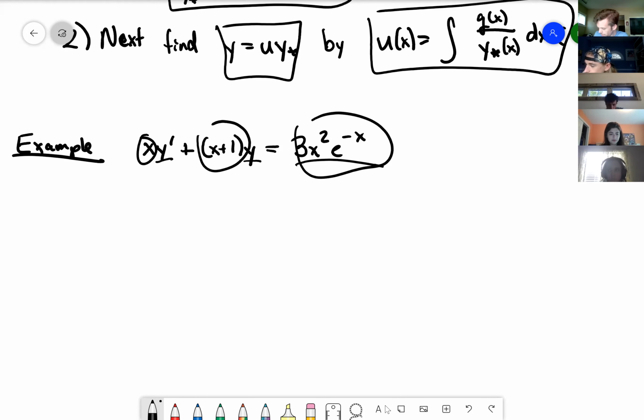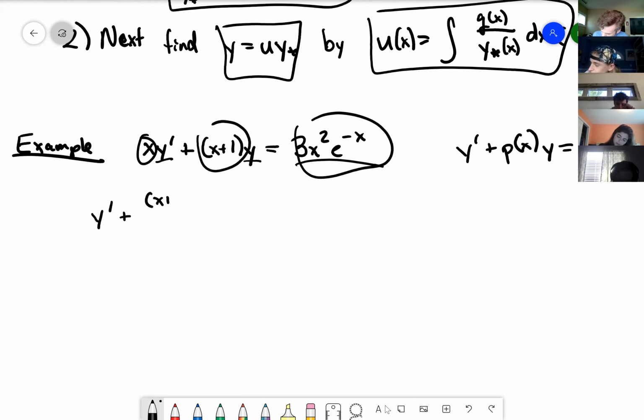Okay, so I want to put it in the form y prime plus p of x y equals q of x, so that I can apply this method that we just derived. And so all I have to do is divide through by x. I get y prime plus (x plus 1) over x times y is equal to 3x e to the minus x.